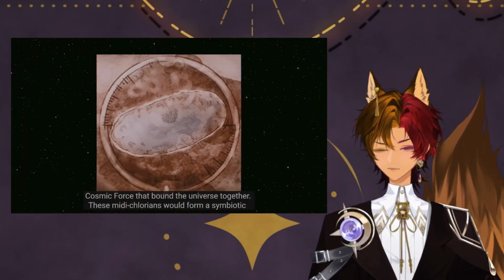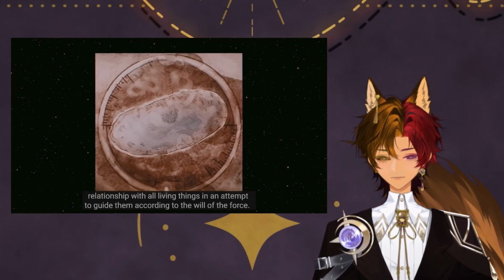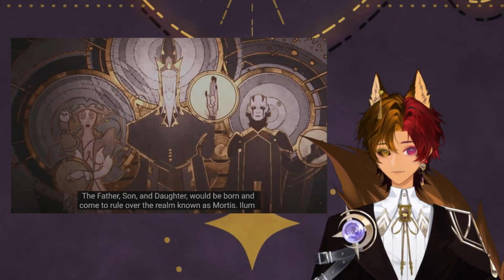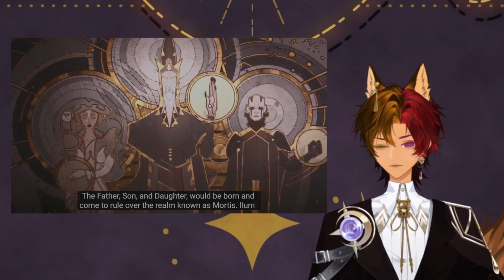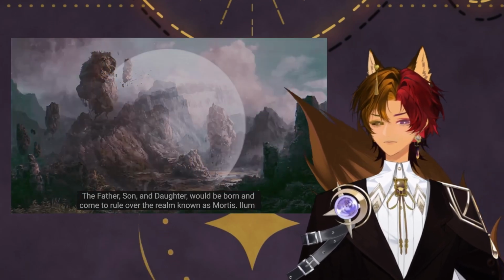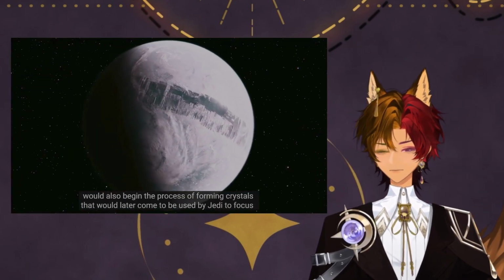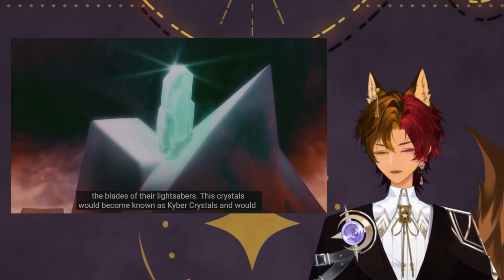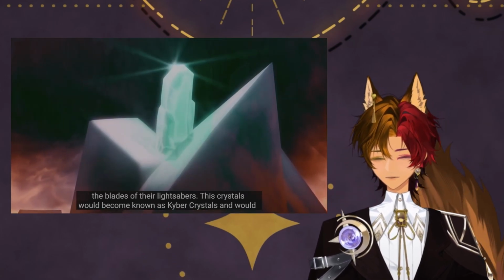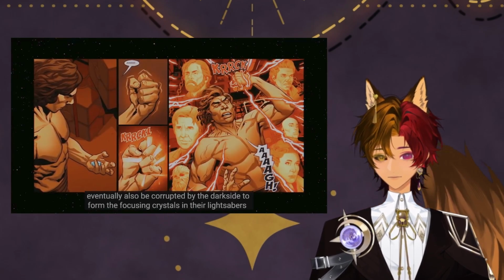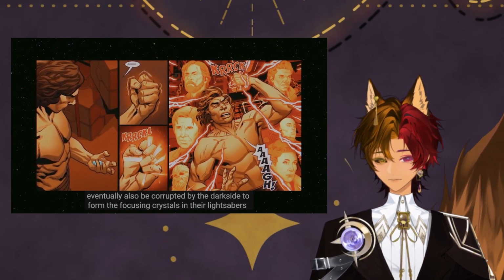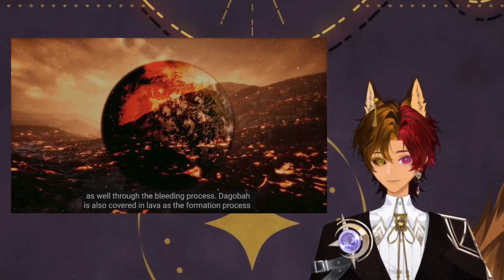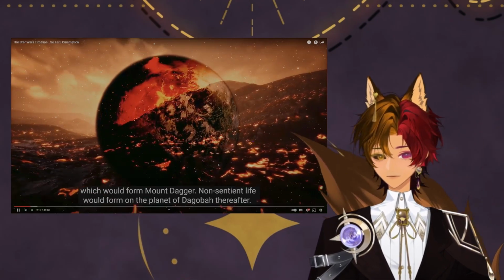These midichlorians would form a symbiotic relationship with all living things in an attempt to guide them according to the will of the Force. The Father, Son, and Daughter would be born and come to rule over the realm known as Mortis. Ilum would also begin the process of forming crystals that would later come to be used by Jedi to focus the blades of their lightsabers. These crystals would become known as Kyber crystals and would eventually also be corrupted by the dark side to form the focusing crystals in Sith lightsabers as well, through the bleeding process. Dagobah is also covered in lava as part of the formation process, which would form Mount Dagobah.